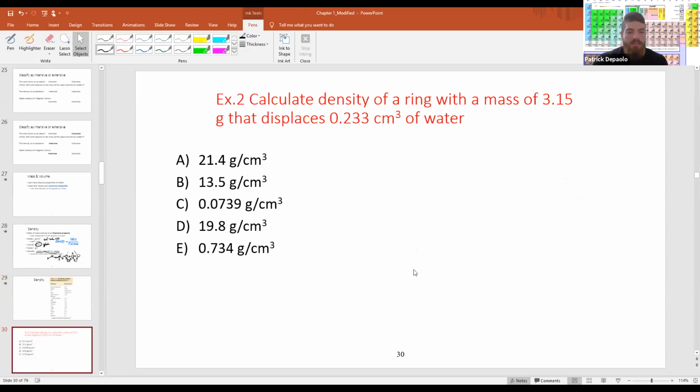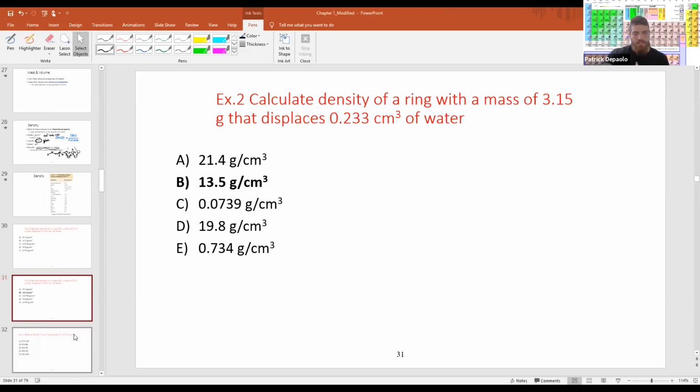All right, let's calculate some density. So calculate the density of a ring with a mass of 3.15 grams that displaces 0.233 centimeters cubed, or milliliters, or cc of water. So I'll give you a minute or so or less, and you can write the answer in the chat box. B. Yeah, makes sense. Probably B. All right, cool. And it's B. Wow, so smart. Everybody's really smart. Good. Okay.